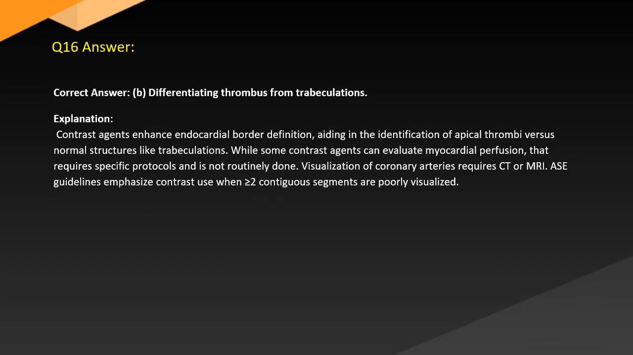Answer. Correct answer: B. Differentiating thrombus from trabeculations. Explanation. Contrast agents enhance endocardial border definition, aiding in the identification of apical thrombi versus normal structures like trabeculations. While some contrast agents can evaluate myocardial perfusion, that requires specific protocols and is not routinely done. Visualization of coronary arteries requires CT or MRI. As guidelines emphasize contrast use when two contiguous segments are poorly visualized.